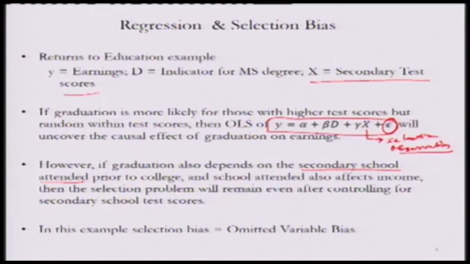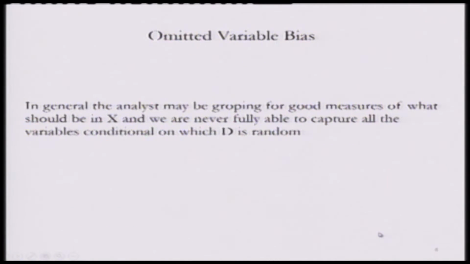This is the typical case of what we call the omitted variable situation, and what we are going to do is understand the omitted variable bias. In general, the analyst may be groping for good measures of what should be in X, and we are never fully able to capture all the variables conditional on which D is random. In the previous example you saw that we have one potential omitted variable, the secondary school test scores, and we are able to control for it. But then there is another omitted variable, which is the secondary school type, and we are not able to control for it.